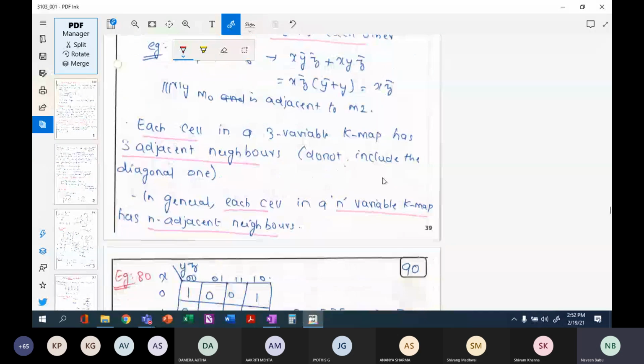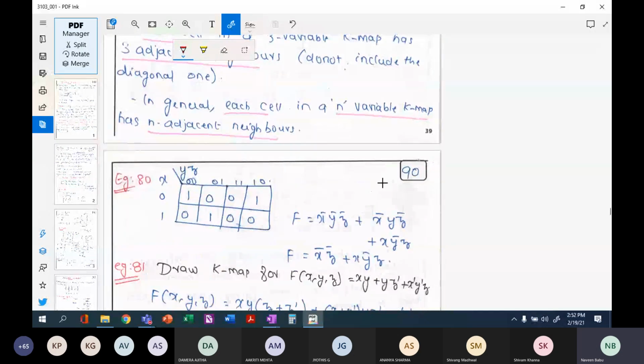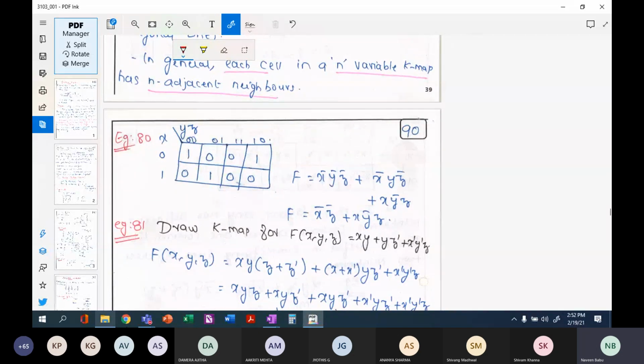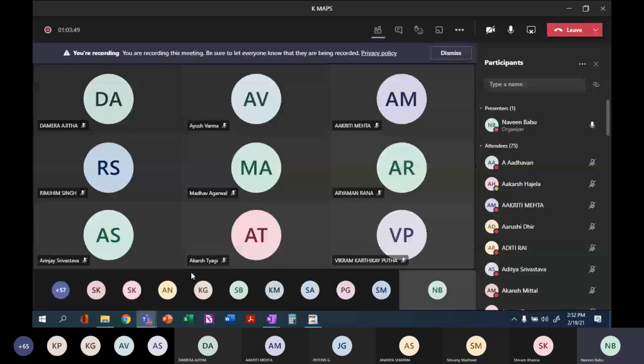Okay. Now I think we will wind up here, and then we will look at more examples as we move from 3 variable to 4 variable map. Any doubt here? Any doubts?